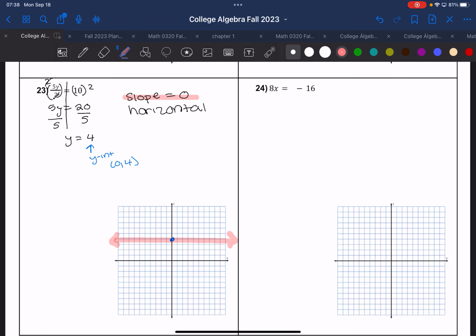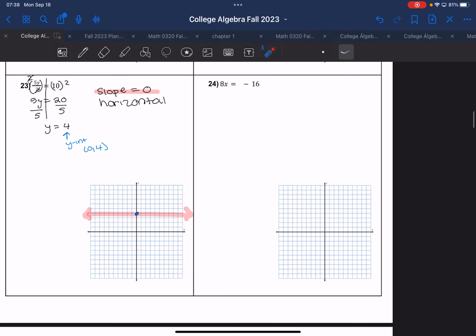But if it was asking for the slope, would we just write it as 0? Yes. Or you could go from this step here and say, okay, y equals 4, or that's the same as saying y equals 0x plus 4. 0 is our slope. Either way.